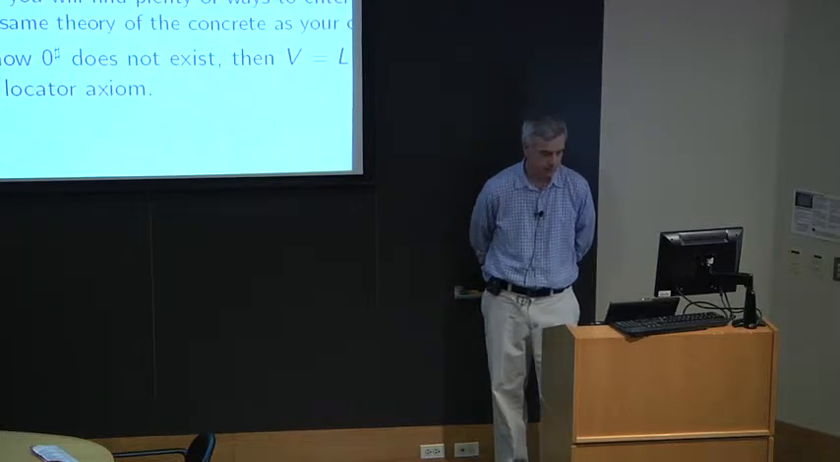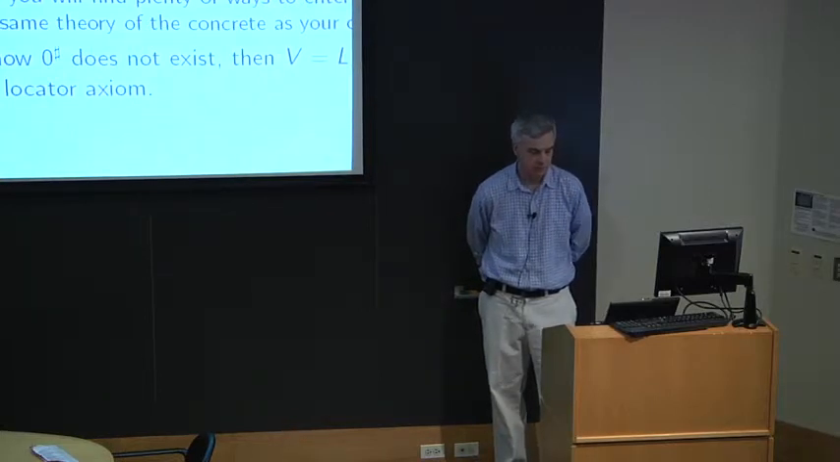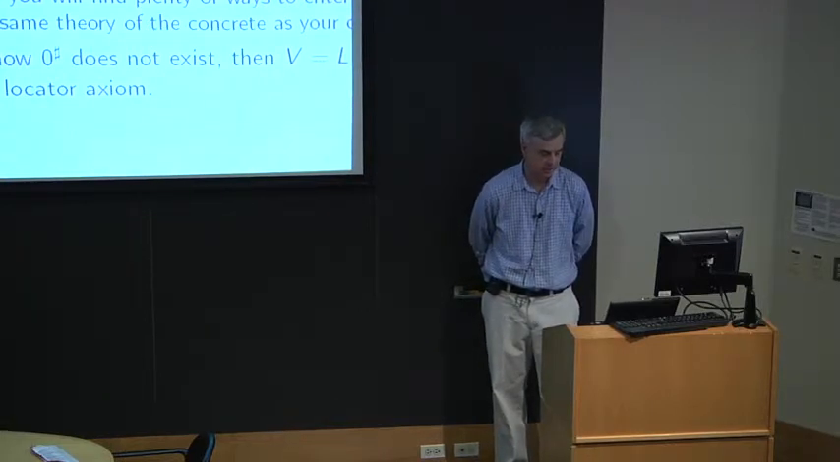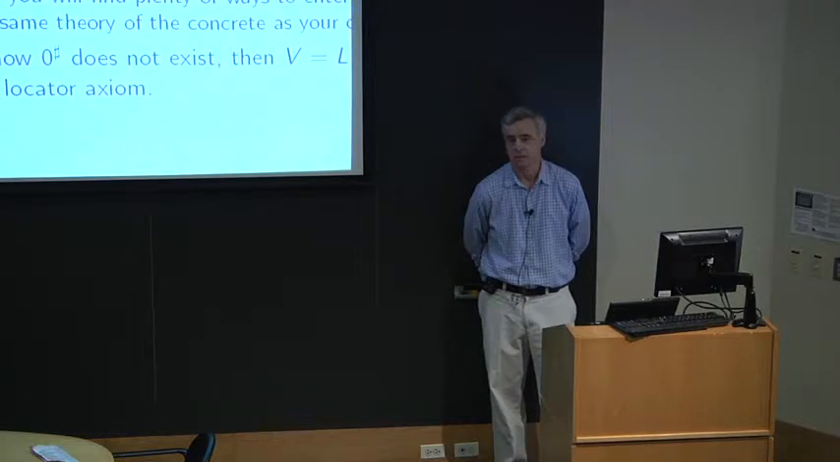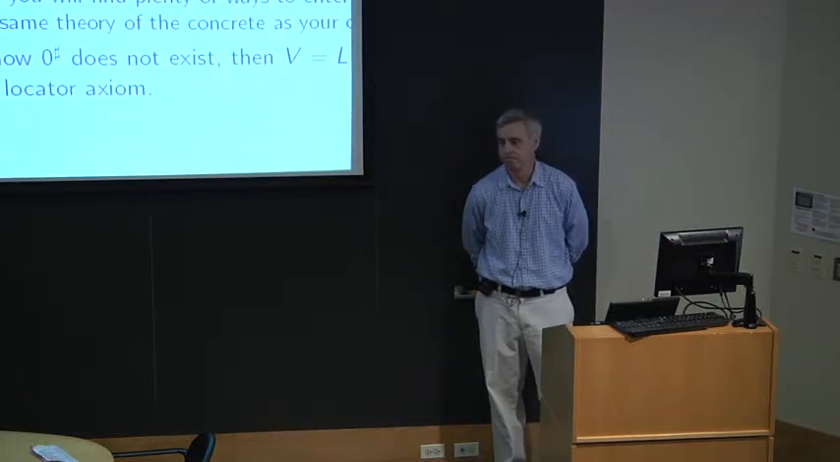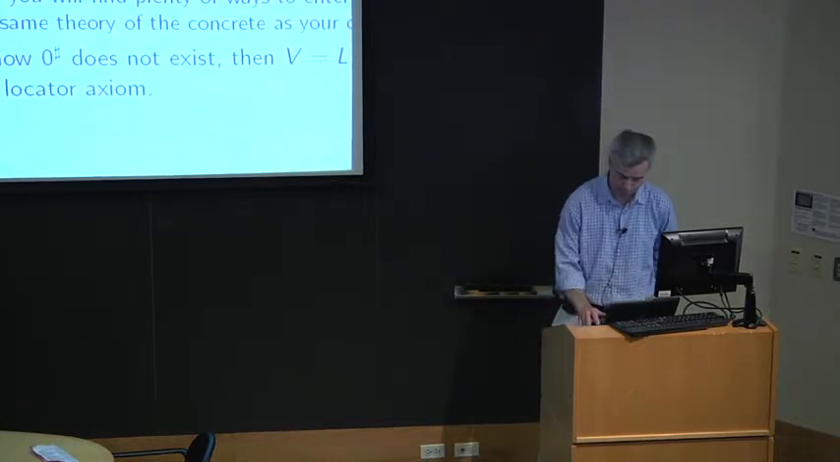Parallel, if we were to show that this next real beyond L does not exist, 0 sharp does not exist, which could happen, then V equals L would become the natural locator axiom. Then all the models of set theory we'd know would be L and its generic extensions. And we might as well study those from the point of view of L.